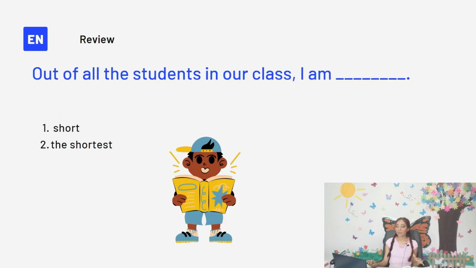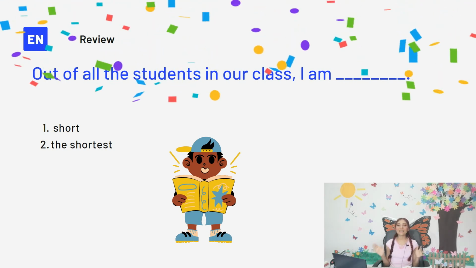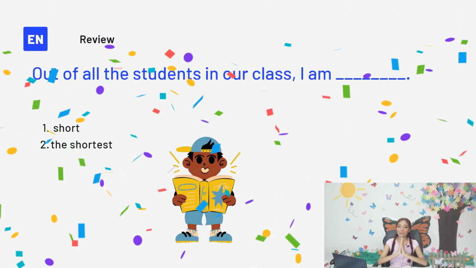Let's go to the next one. Out of all students in our class, I am blank, short, 1. Number 2, the shortest. Remember, maybe in our class there are a lot of students. Maybe I think we are 14 or 13. We are a lot. So, is it short, number 1, or number 2, shortest? The correct answer is, out of all students in our class, I am number 2, the shortest. Well done, excellent job. You're doing it really nice.